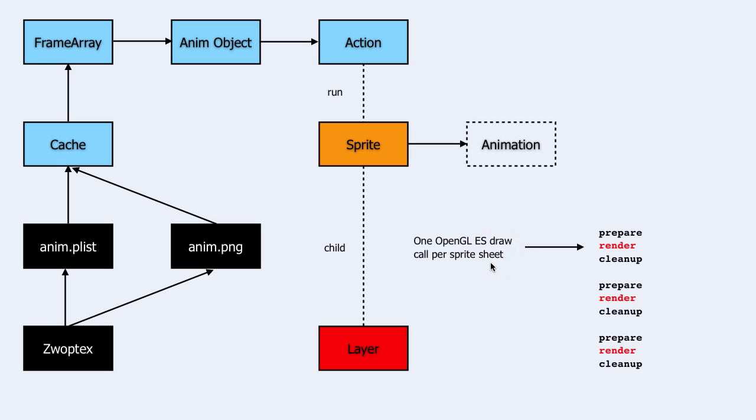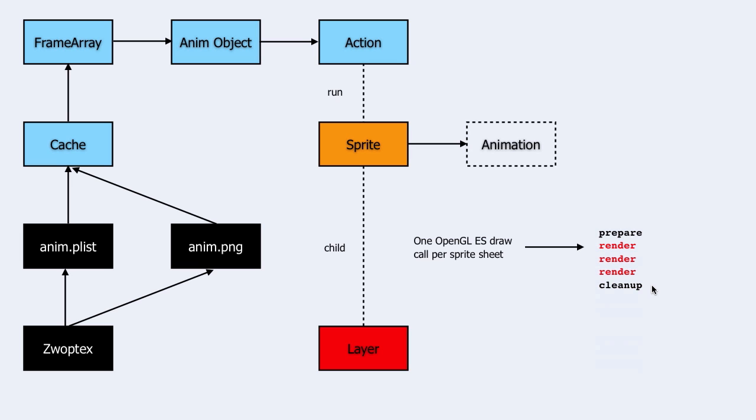In other words, what we are after is to change this into one single prepare, then render, render, render, render, and then, at last, a single cleanup. If we could use this scenario, we would optimize the animation. But how do we make such an optimization?